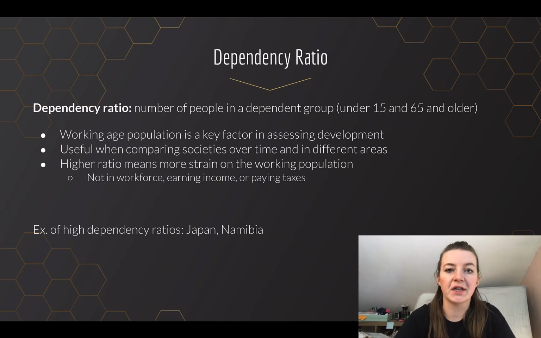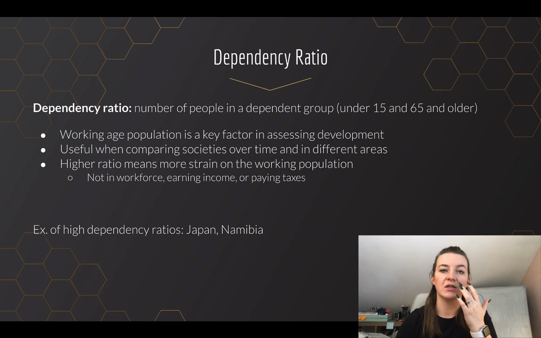So the first thing we're looking at is dependency ratio. Dependency ratio is the number of people who are too old or too young to work. They are dependents, like you are probably a dependent of your parents. Essentially we're looking at under age 15 and ages 65 and older. Our working age population is a key factor in assessing development. It tells us, hey, you have this many people who depend upon you.